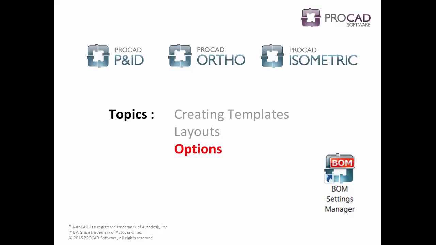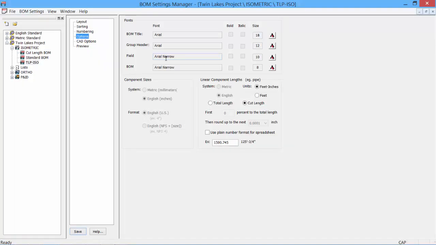Our last topic in the tutorial is options. Select options. It allows us to set things like the fonts for our bill of material title, the group headers, the pipe, the fittings, the valves. We can set the fonts. We can set sizes. We can also set the component length. So feet and inches, cut length, or total length of pipe, cut length of pipe.